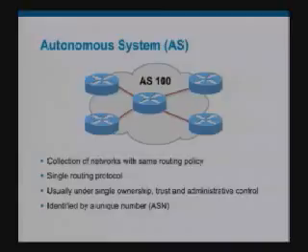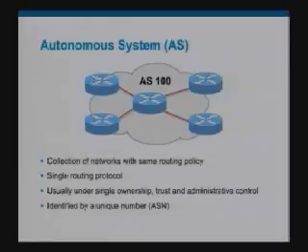Single routing protocol, well, generally you won't have multiple routing protocols within one autonomous system. Some folks do, but generally you don't. Usually single ownership, trust, and administrative control. I say usually, it's not 100% the case because there are some situations where you get multiple entities who decide to use one autonomous system to represent themselves to the world. I won't really recommend it, but obviously if folks can exist in that environment, good for them. And they're identified by a unique number called the autonomous system number.